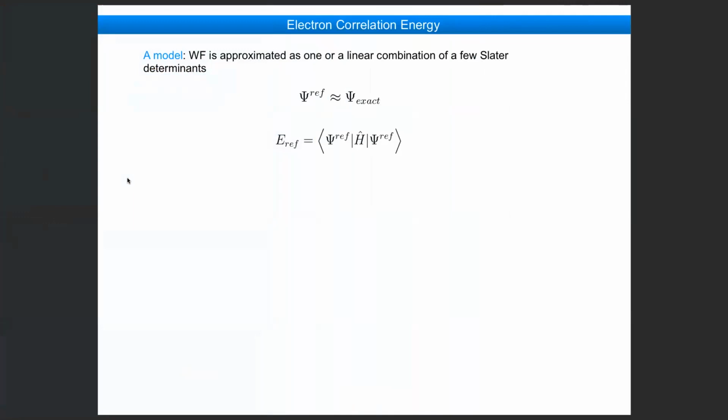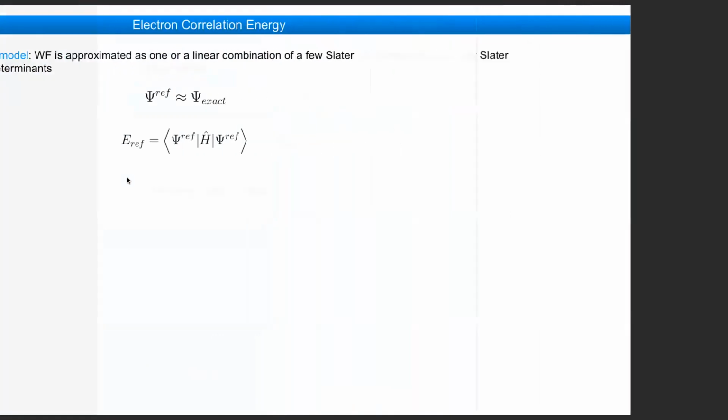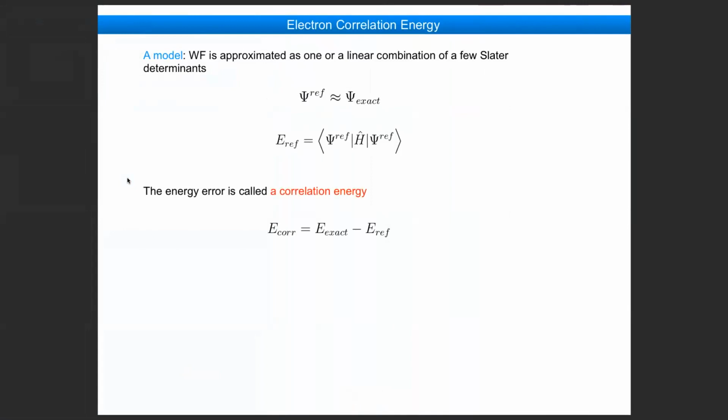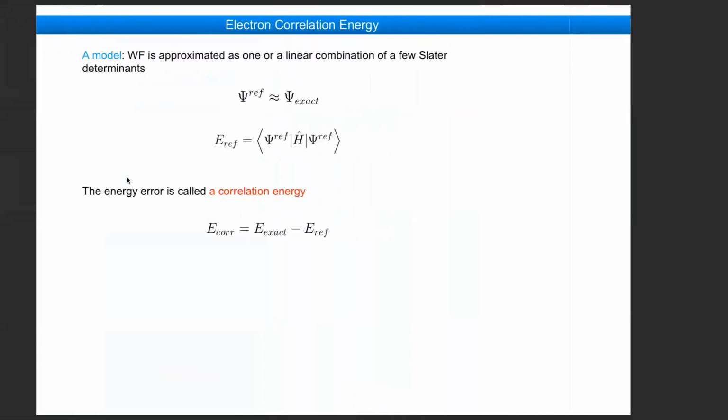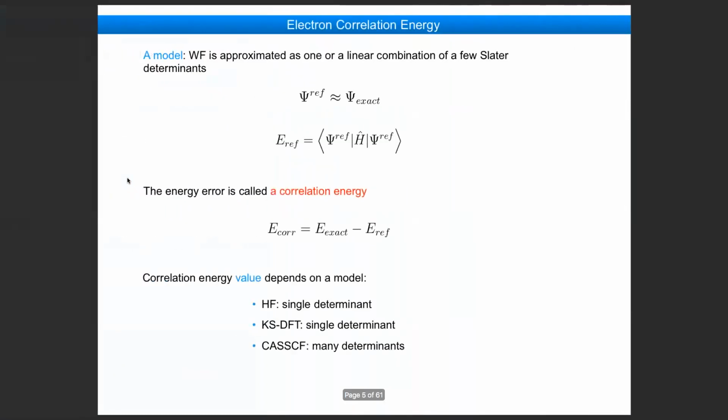Nice. Yeah, so to be on the same ground, let's first talk about what electron correlation is. We all know that, but to be sure. Electron correlation, you can see as the difference between the exact energy and the energy from your model. For a given system, correlation energy is not a single unique number, but it depends on your reference, right? It depends on how you approximate your wave function with a model.